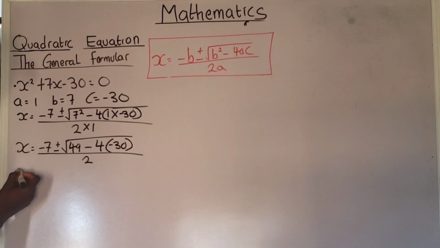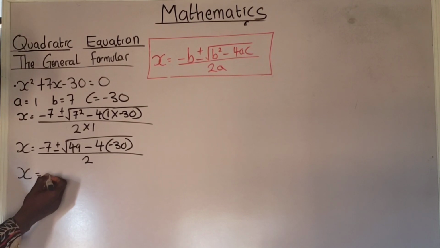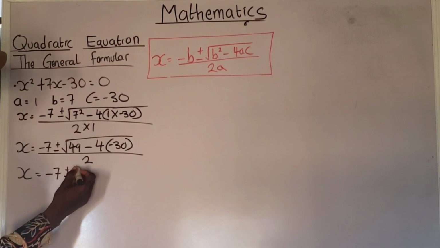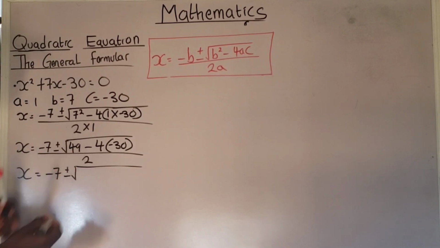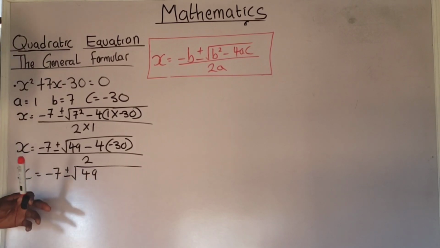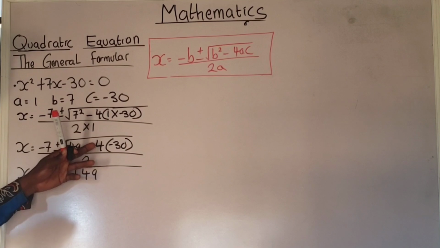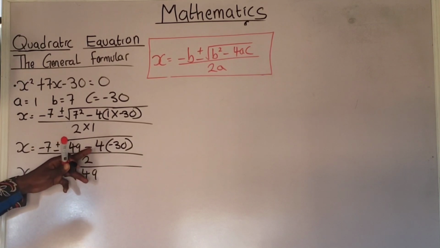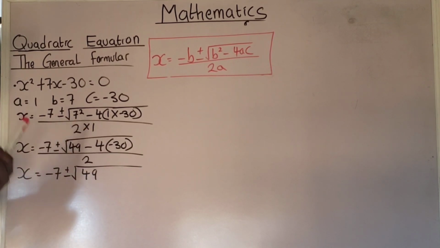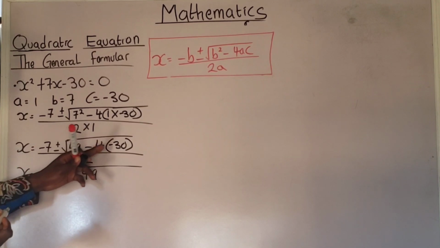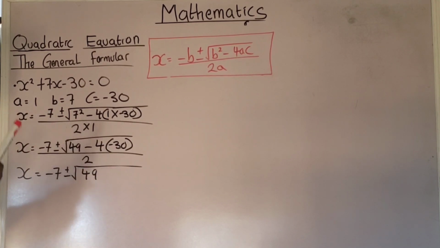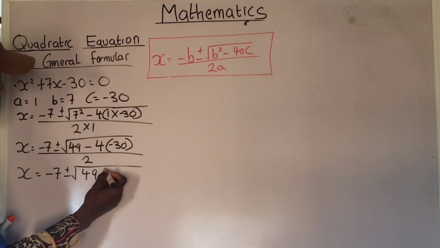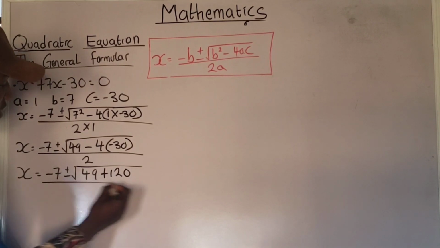Let's proceed. Here I'm going to have x equals negative 7 plus or minus the square root of 49. Please kindly pay attention. Negative 4 multiplied by negative 30, what will be the answer? That will be positive 120, because negative multiplied by negative changes to positive. So 4 multiplied by 30 will be 120. So here I'm going to have plus 120, all over 2.